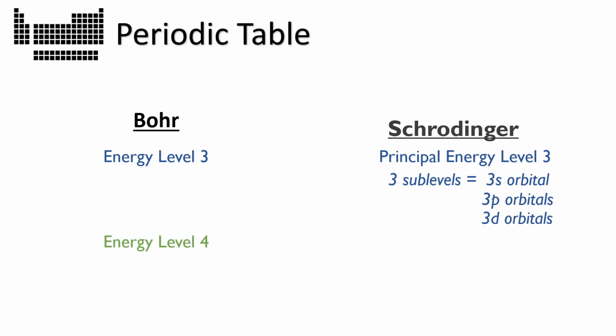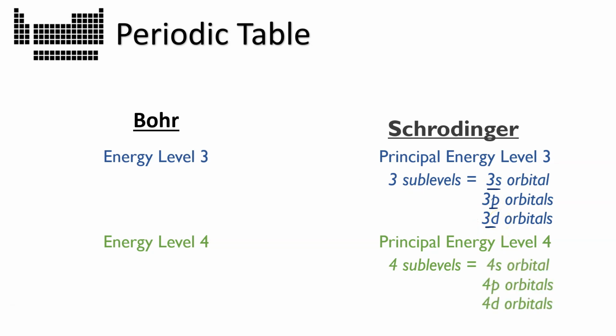In energy level 4, what Schrödinger calls principal energy level 4, you guessed it, there would be 4 different sublevels, and as you can probably predict, they repeat the same ones as in the past orbital set. This time the 4s, 4p, 4d, we just add a new one each time. In the 4th energy level, it would be the 4f orbitals.